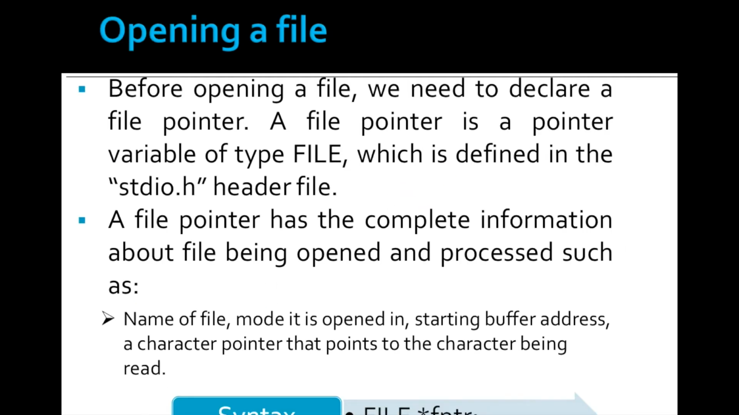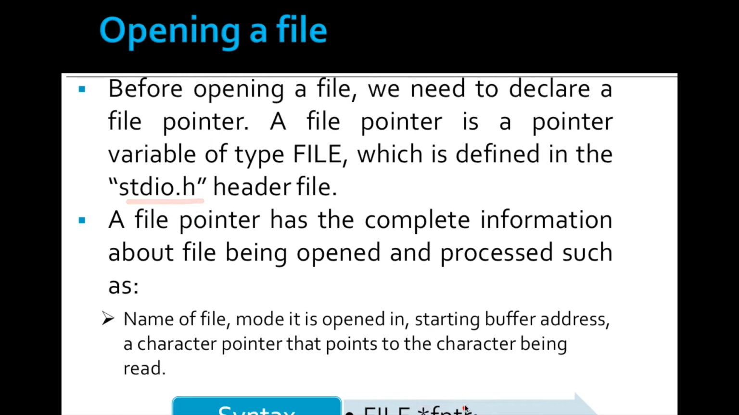Now, in order to open a file, we need a file pointer. FILE is defined inside the stdio.h header file. It is a structure. Whenever we want to open a file, we need a file pointer that will be used to open and process a file. This FILE pointer contains information about the file, the mode in which the file is open, and a pointer to that file, and most important, it is under the stdio.h header file.